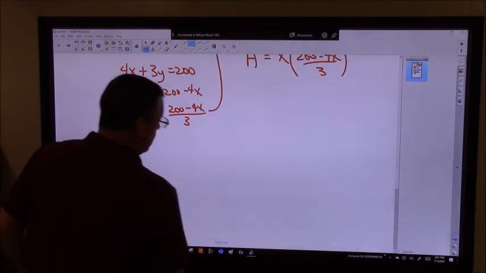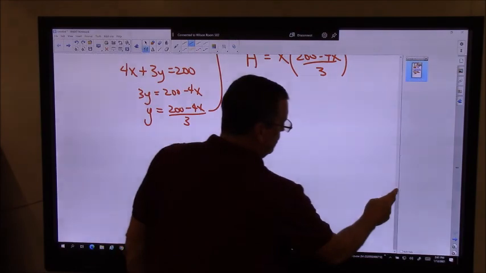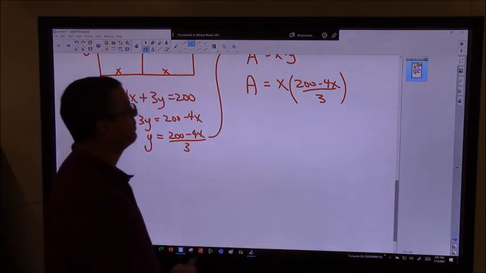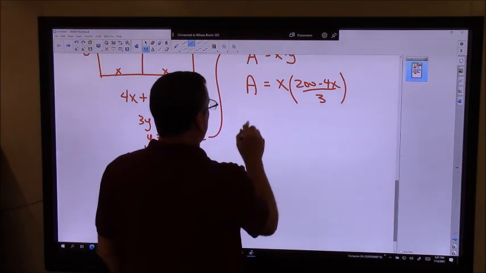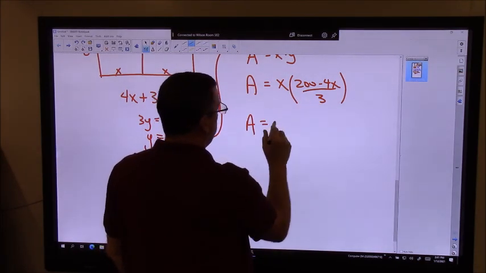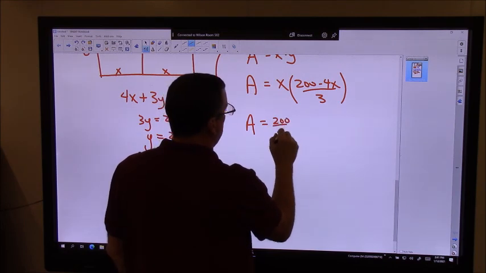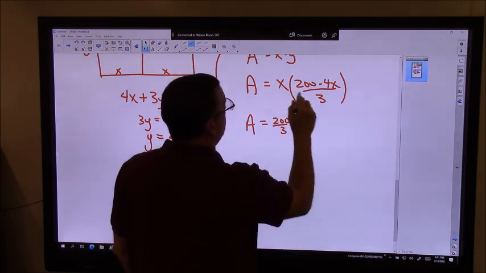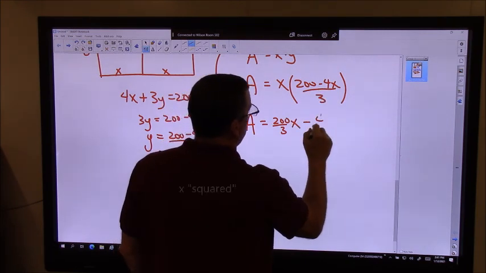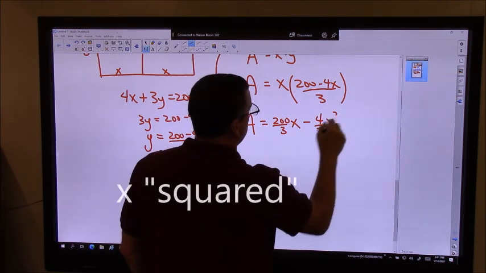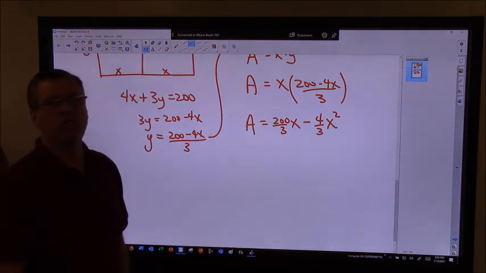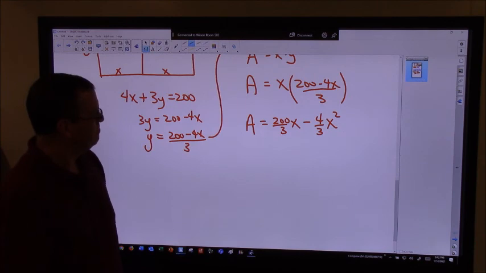All right, so I think the easiest way to take the derivative of this is really first just to multiply the whole thing out. So I'm going to write it this way. Area equals, I'm going to call this 200 thirds times x. And then I've got a negative 4 thirds times x squared. Upside down parabola. All right, we already know what we're looking for. We're looking for the vertex.